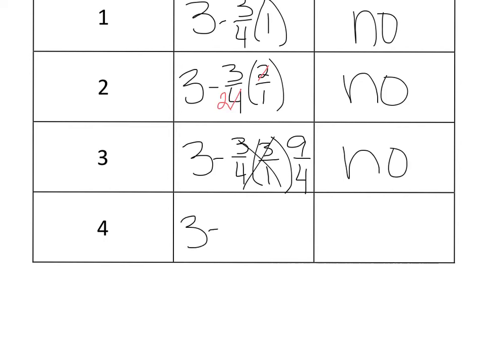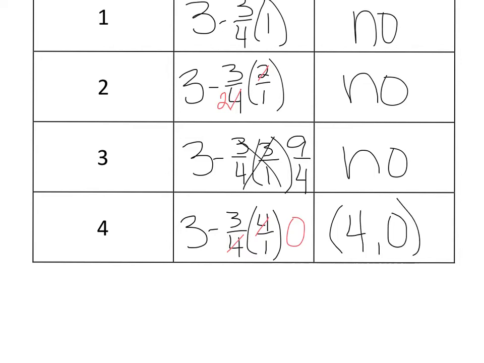If I have 3 minus 3/4, and we're going to plug 4 in for x. This time I can divide out a 4. So I have 3 minus 3, which is 3 over 1, 3. And 3 minus 3 is 0. Is 0 a whole number? Yes, it is. So this is a solution. So what would my answer be? 4, comma 0. I plugged 4 in for x. Remember, my x is what I plugged in in the first place.